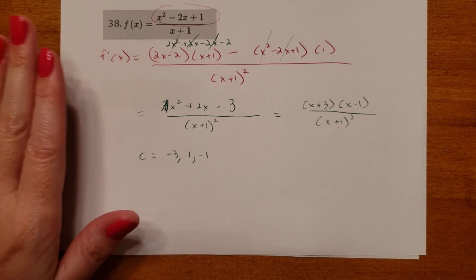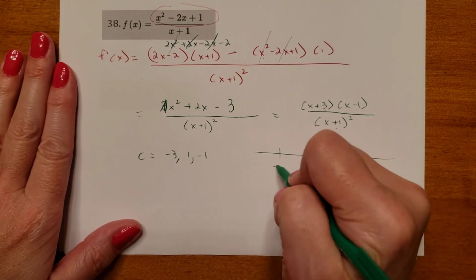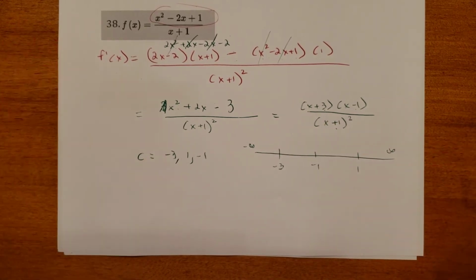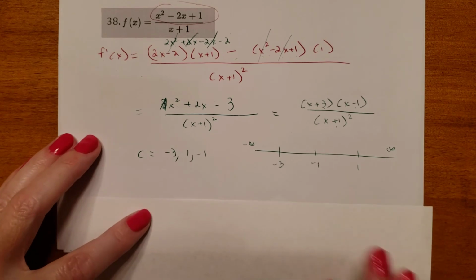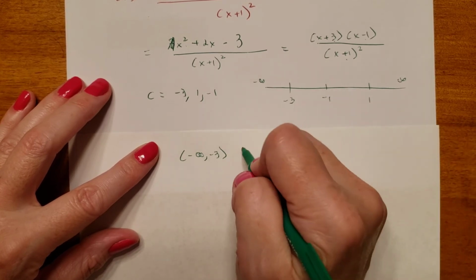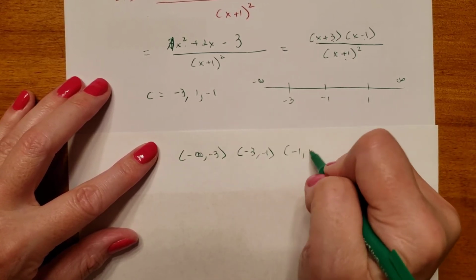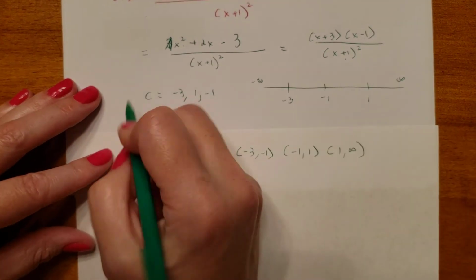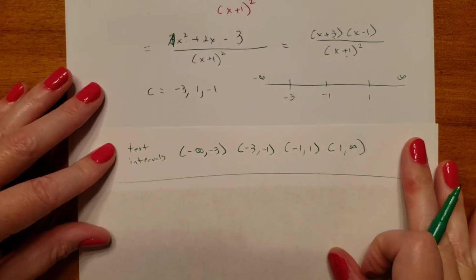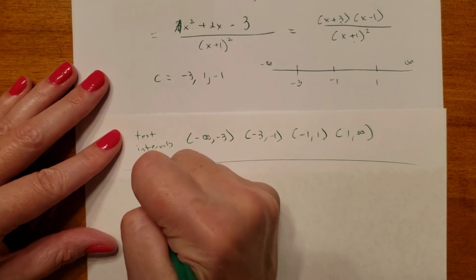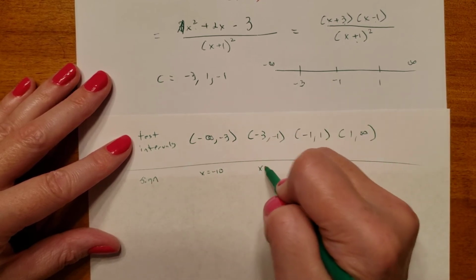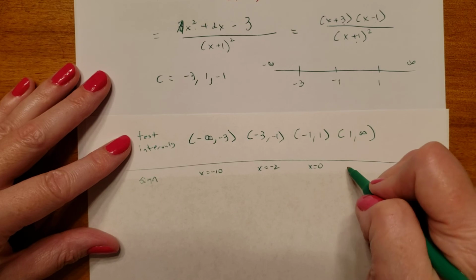So that breaks it into quite a few intervals. We got negative 3, negative 1, and 1. Again, it's going to negative infinity and to infinity. So we've got the interval here, negative infinity to negative 3, and then negative 3 to negative 1, negative 1 to 1, and then 1 to infinity. So those are the test intervals. And what we want to do then is see what the sign of it is in those intervals. So maybe I'll try negative 10 there, negative 2, 0, 10.